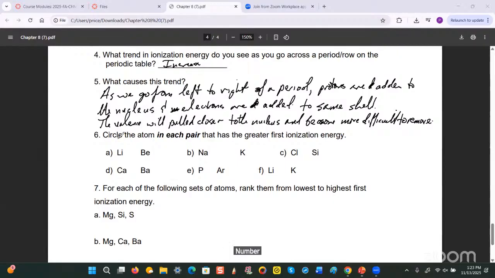Number 6 says circle the atom in each pair that has the greater first ionization energy. So let's start off with A, lithium and beryllium. Which of those two would you expect to have a greater first ionization energy? Beryllium would be correct. What about B, between sodium and potassium? Which of those two would have the higher first ionization energy?